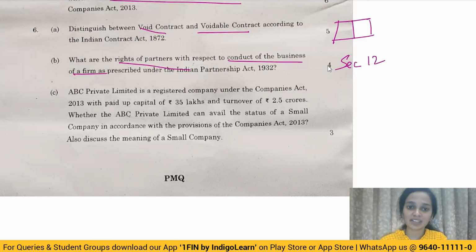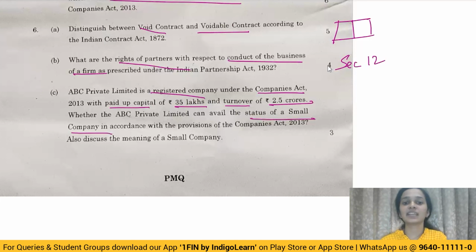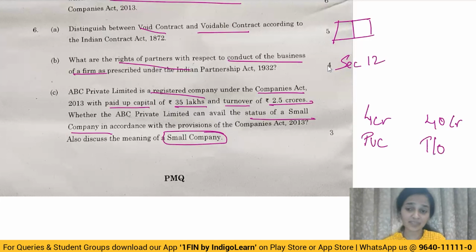ABC Private Limited is a registered company under Companies Act. Paid up capital is 35 lakhs, turnover 2.5 crores. Whether the ABC Private Limited can avail the status of small company or not. So firstly, explain the meaning of small company. We have 2 threshold limits of 4 crores and 40 crores. 4 crores for the paid up capital and 40 crores for the turnover respectively. So here in the situation, the paid up capital and the turnover, both of them are well within the limit. So yes, it is a small company.